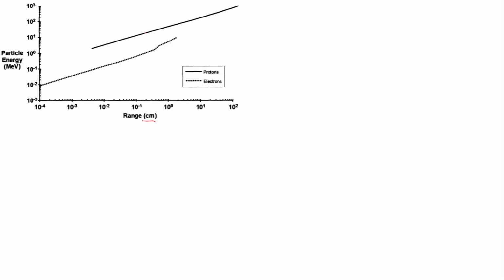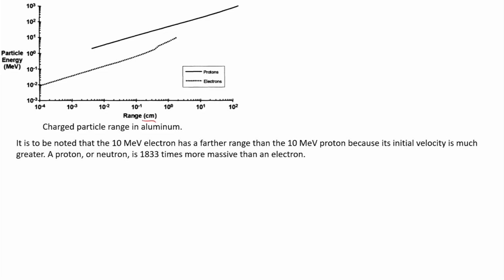The linear, straight one is for the protons, and the zigzag, non-linear line is for the electrons. So, this is the charged particle range in aluminum. Now, let us see what this means. You can note that, suppose you consider this is 10 mega electron volt.